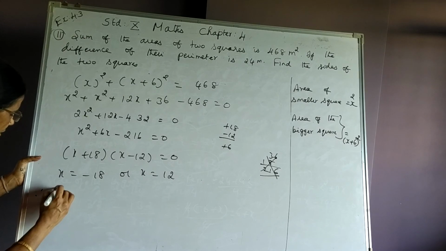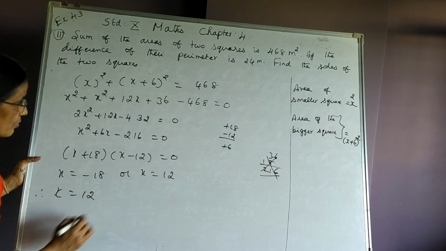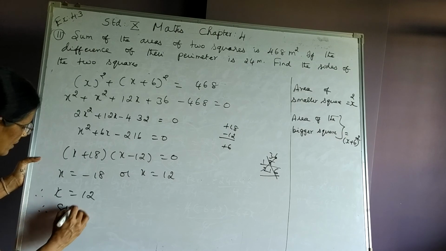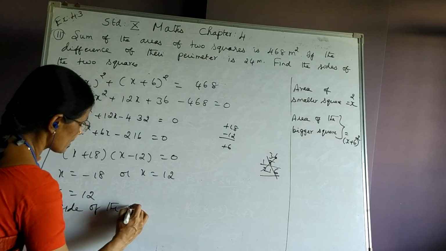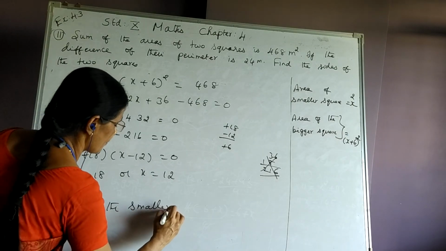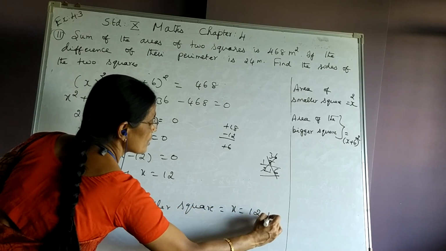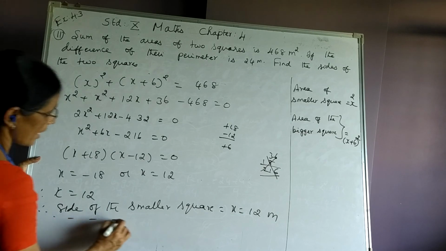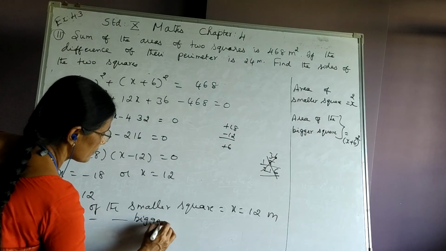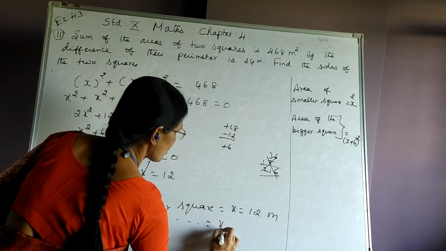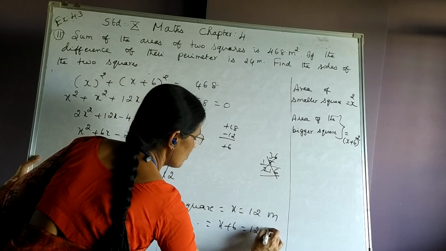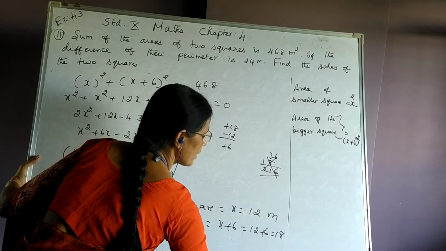Therefore, x is equal to 12. The side of the smaller square is x, which is equal to 12 meters, and the side of the bigger square is, how much did we take? x plus 6. 12 plus 6, which is equal to 18 meters.